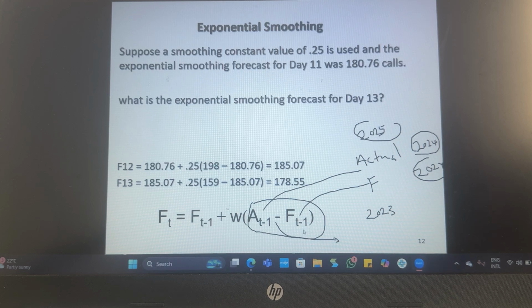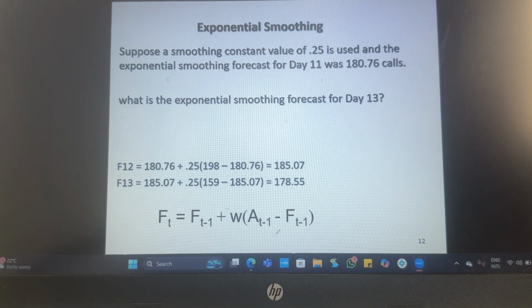If our forecasting is very accurate, what should happen to this error? The value in the parentheses should be very minimal. If we have not forecasted accurately, there will be a very big number within the parentheses. You got the idea? Yes, sir. Okay.